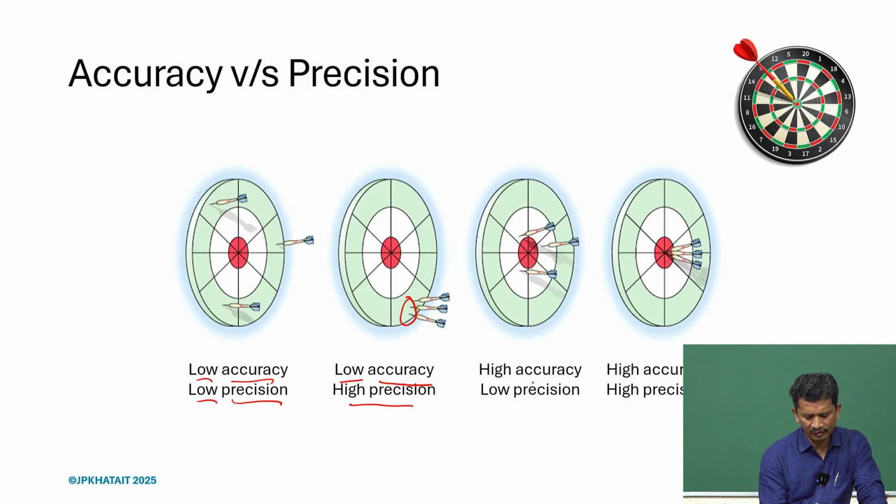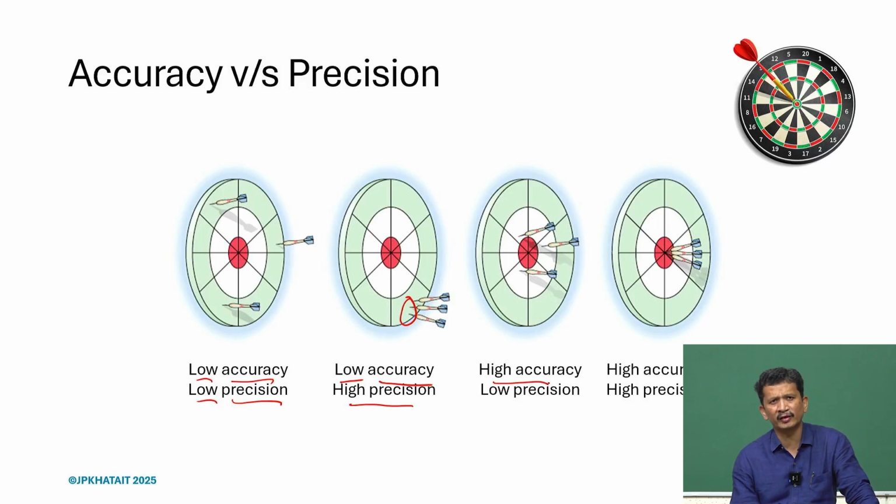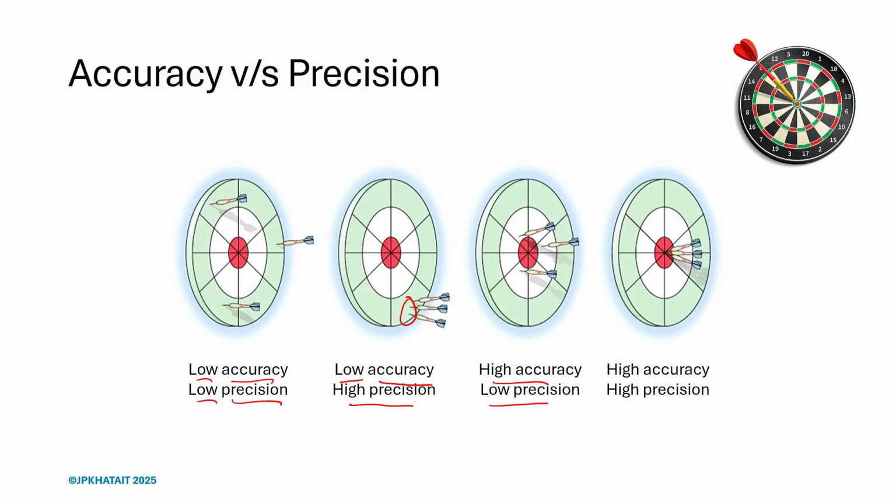In the third case, we are saying high accuracy, so it's close to the center, all the darts are nearby, but not very precise because there is still randomness around, and getting a very accurate system going to the center is difficult. Of course, the last case is what is desired in many cases. We want to have high accuracy and high precision at the same time.